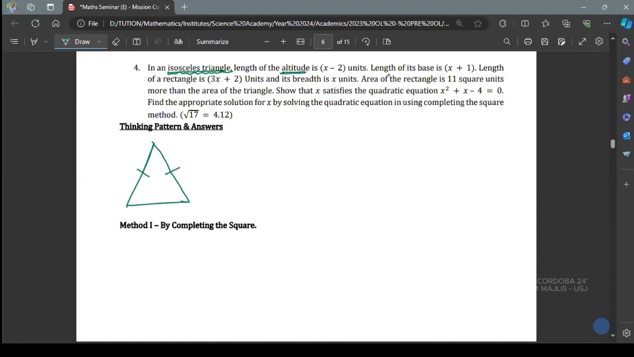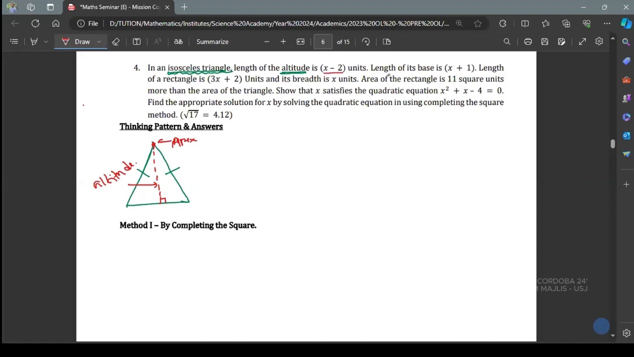Length of the altitude. If anyone doesn't know the technical word altitude, now learn. Altitude means the perpendicular drawn from the apex. This is the apex. What is an apex? The vertex that joins the two equal sides of a triangle, we call that an apex. From the apex, if you draw a perpendicular line to the opposite side, this is what we call the altitude.